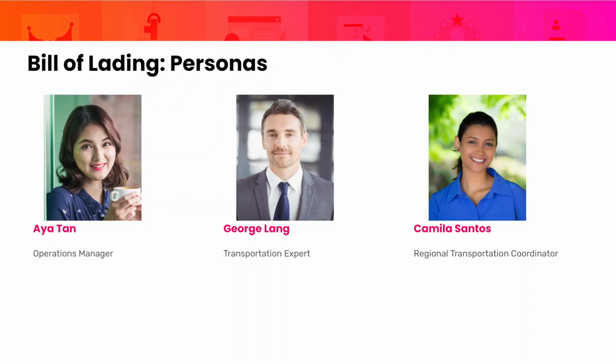For our bill of lading example in mail merge and sign, we'll be following the activities of 3 people. Aya Tan, an operations manager, our shipper; George Lang, a transportation expert, our carrier; and Camila Santos, a regional transportation coordinator, our receiver.